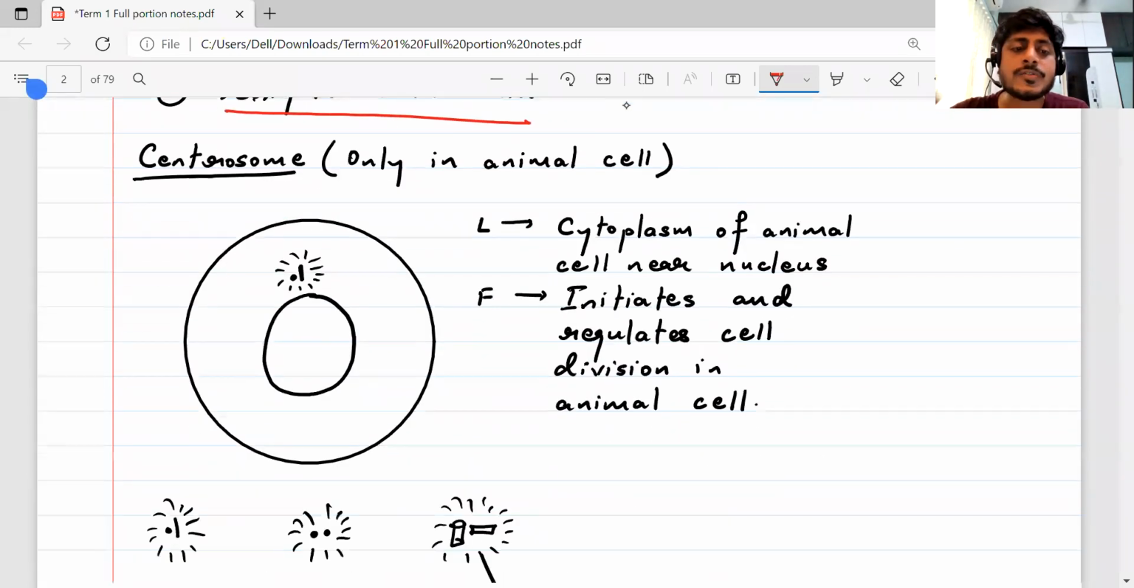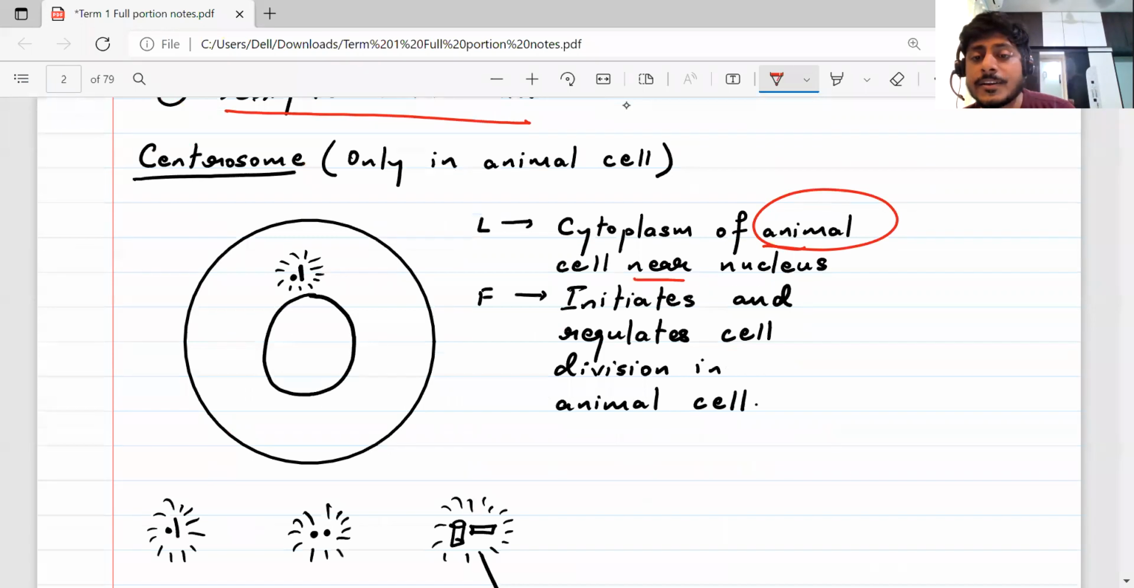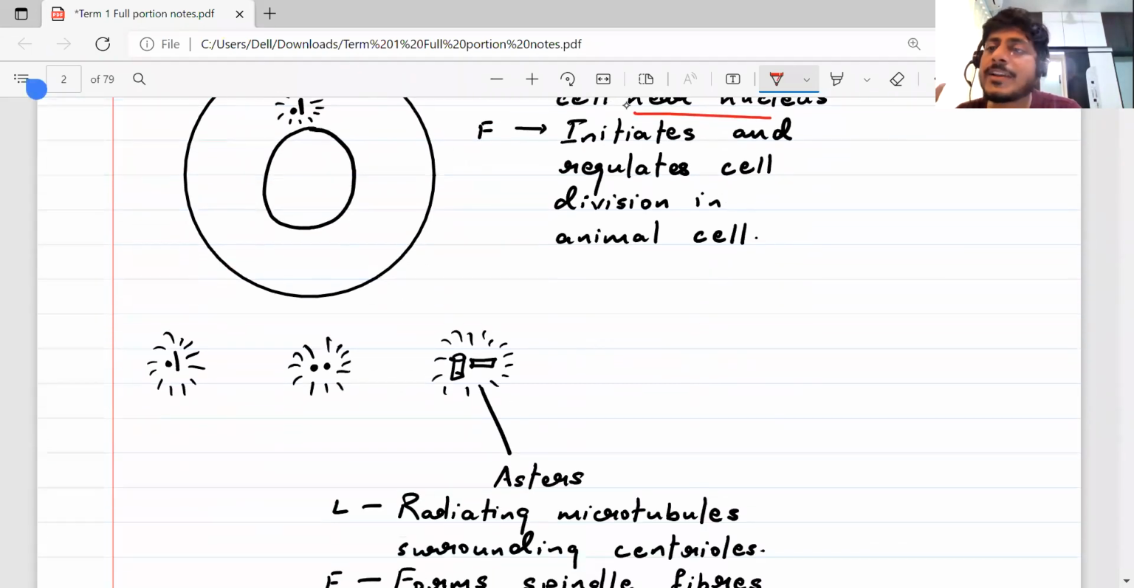You can see the centrosome, as we had discussed, in the cytoplasm of the animal cell. It's only in the animal cell. It's near the nucleus. Don't write above, below, beside, anywhere. Just write near the nucleus. It initiates and regulates cell division in the animal cell.